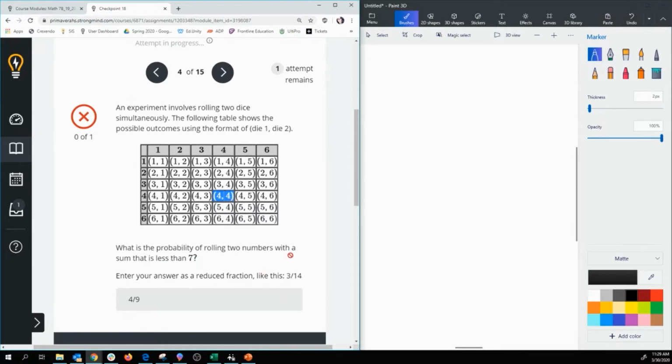Now, the question is saying a sum. So whenever you see the word sum, what math operation does that tell you is going on here? Addition, right? So we're going to be adding our 2 numbers together, and I want it to be less than 7. So what are the different numbers that when I add my 2 numbers together, what could my answer be for it to be included here? If it's less than 7, what could be my possible answers?